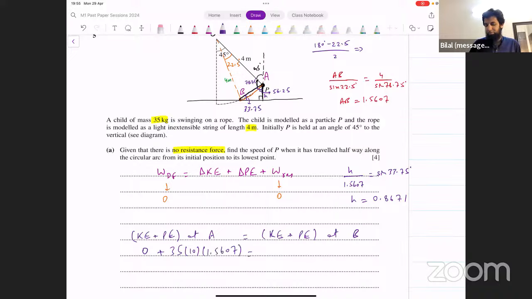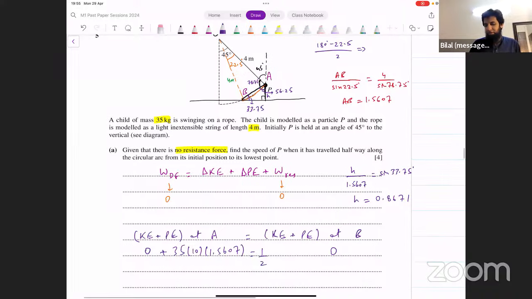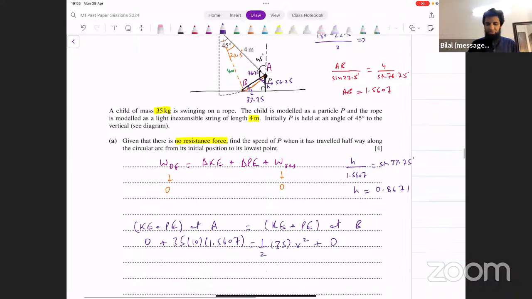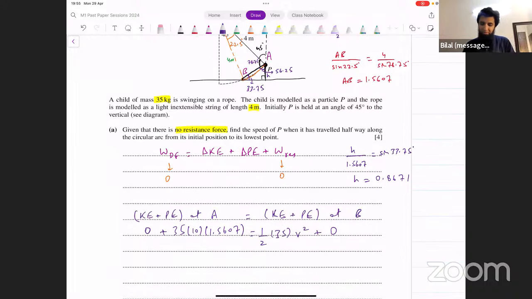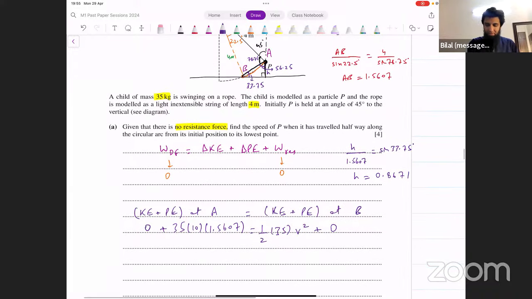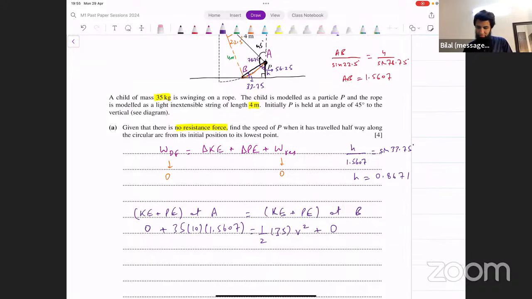And then kinetic energy plus potential energy at the point B. Potential energy at the point B will be considered 0 because we are considering that as ground level. Then half into mv squared, half into 35 into v squared, plus this should equal this. And we'll see what this turns out to be. 1.5607 multiplied by 2 divided by 35 and then square root of that. 35 and 35, they will get cancelled on both sides, in fact. Try that again.